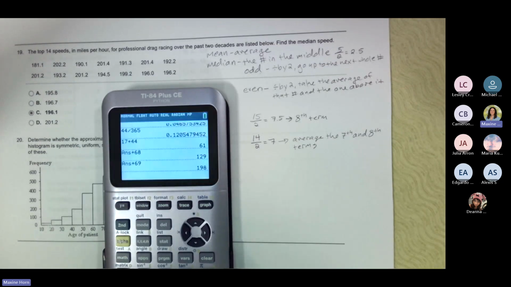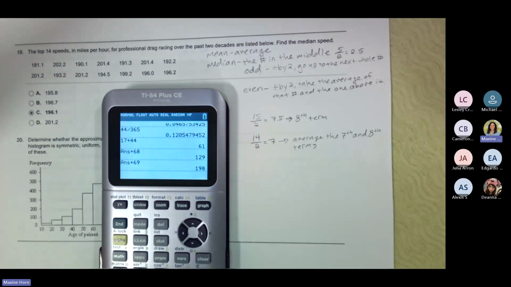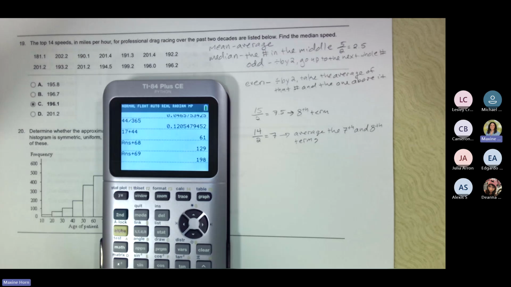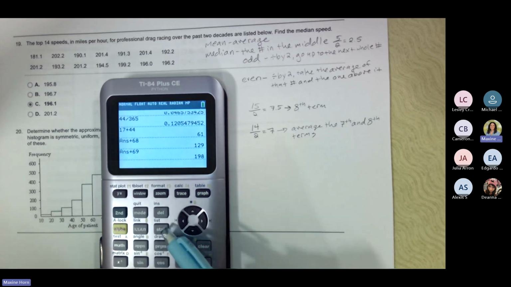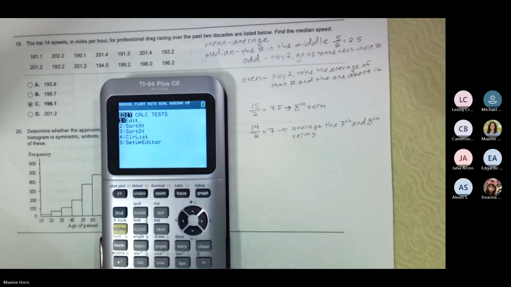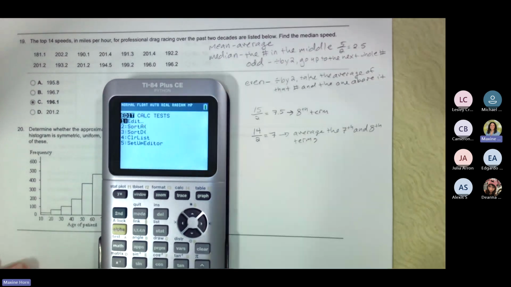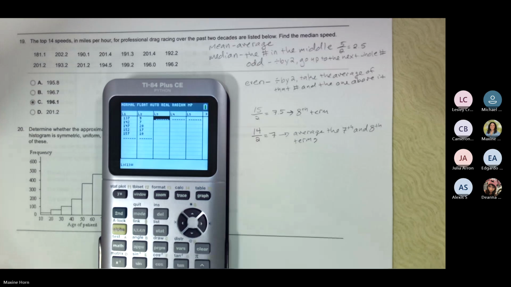Okay, so let me show you how to make the calculator do it. The first thing you're going to do is go to your stat menu. That's right here, stat. And we want to edit this list. Once you're highlighted on edit, you're going to hit enter.